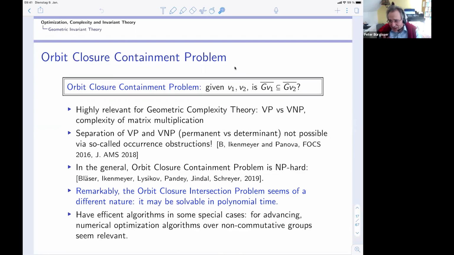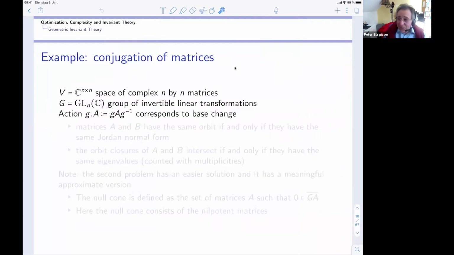And this brings us to the title of the talk. So I give now one example so that, I hope, you will not be completely lost.